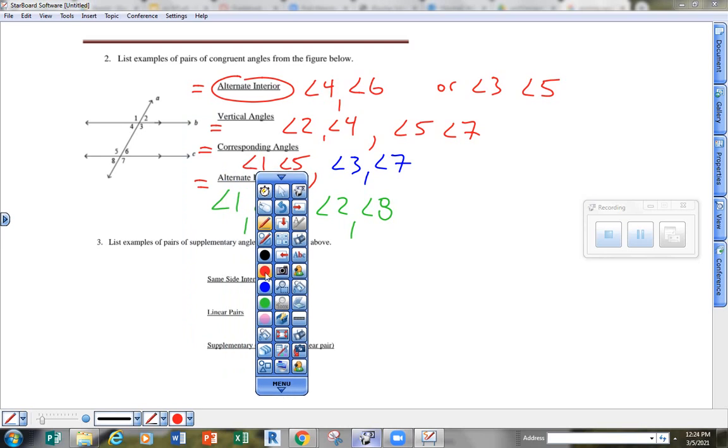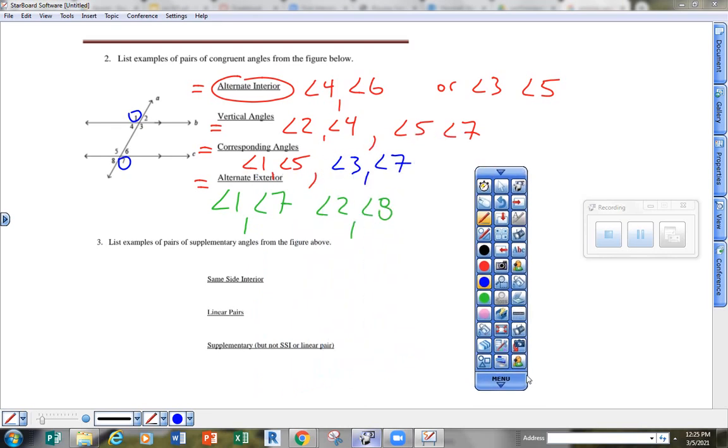Corresponding angles, this one, or 3 and 7, or 4 and 8. Vertical angles, 4 and 2, same. 1 and 3, same. Alternate exterior on either side, this guy and this one, the same. 2 and 8, or 1 and 7. Alternate exterior. All right, here we go next.